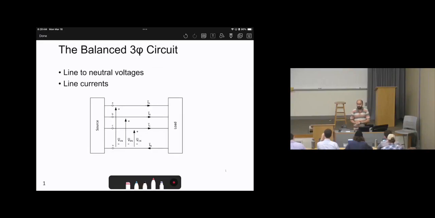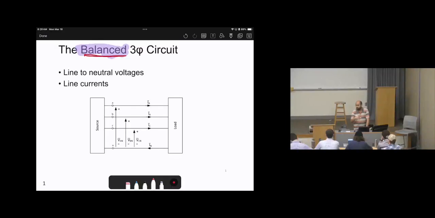Now, the balanced three-phase system. It's very important to look at the word balanced. I told you the three-phase system has three wires, 3 conductors, and 1 neutral. But you need to pay attention to the word balanced. What does balanced mean?